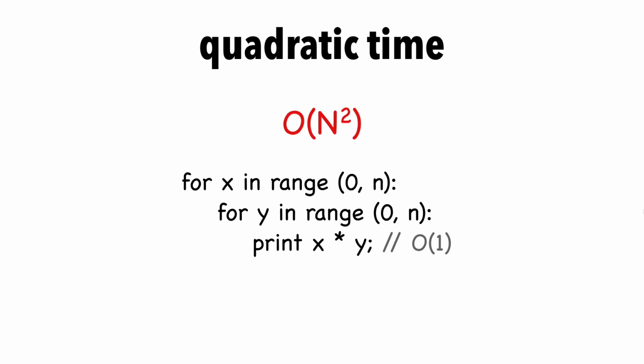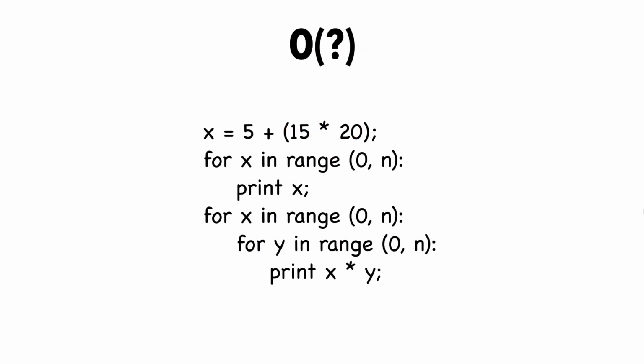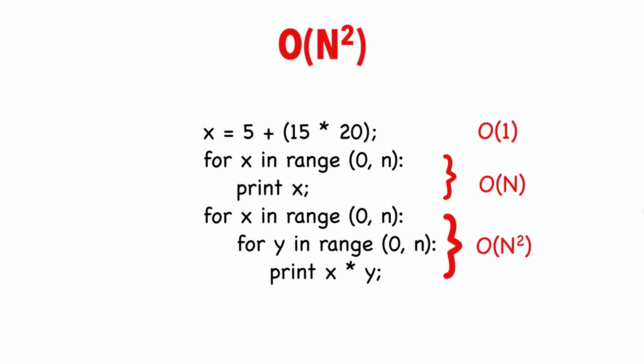Let's do 2 more examples covering everything we've talked about. What is its total runtime? Well, we know the big O of each of these, so the total runtime is simply the max of the 3. The nested for loop dominates here, so we get big O of n squared.